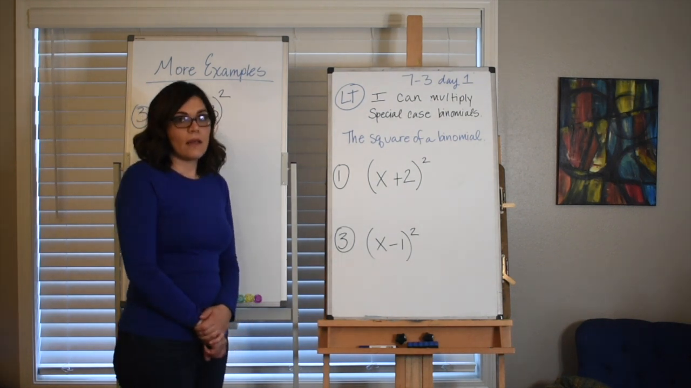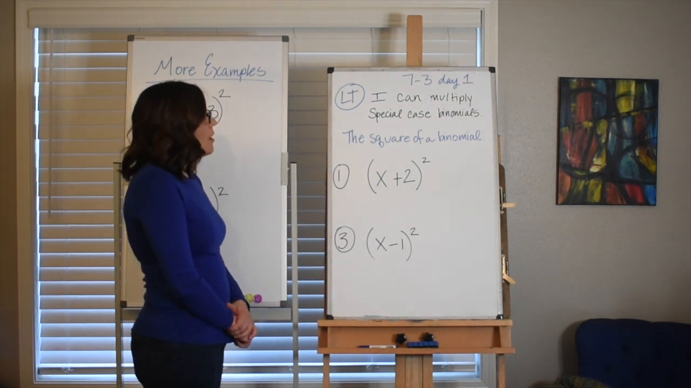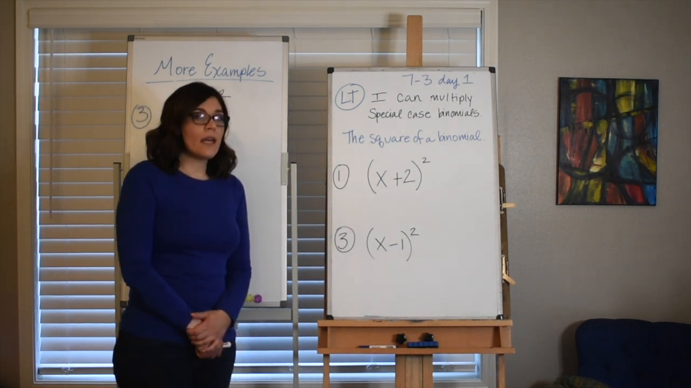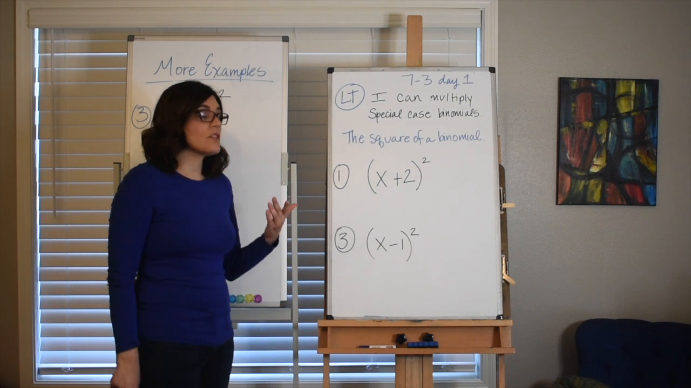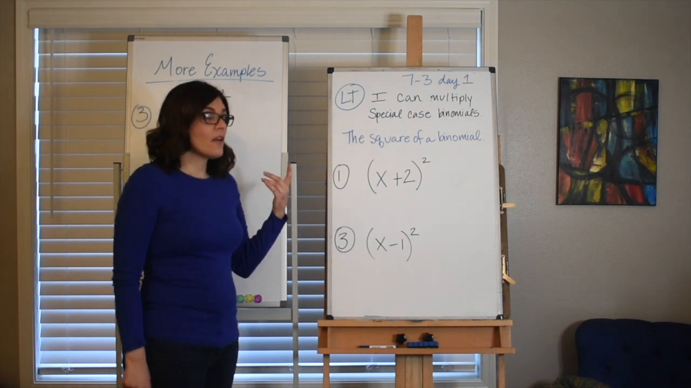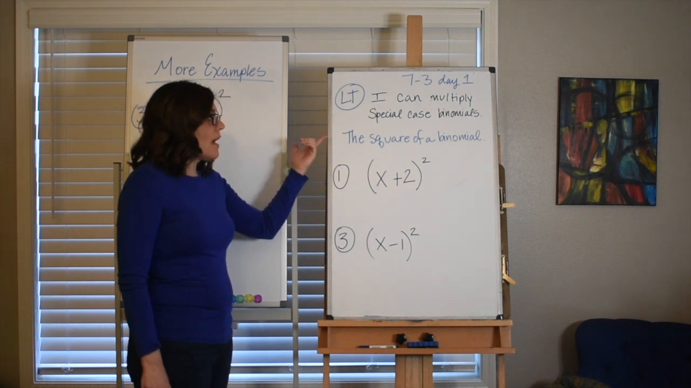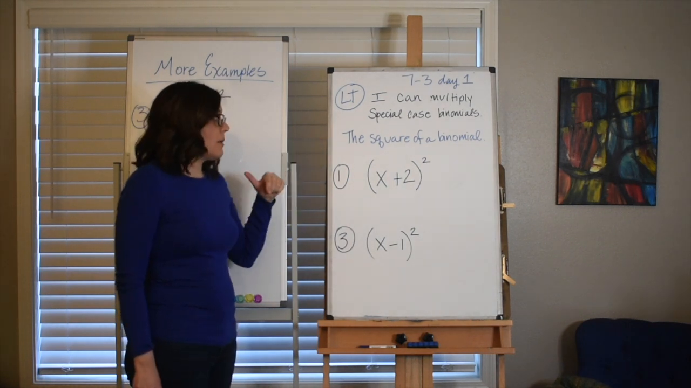11, section 3, day 1. And this learning target is I can multiply special case binomials. In your notes, you should have taken down that there are two different types of special case binomials. And the first type is the square of a binomial.